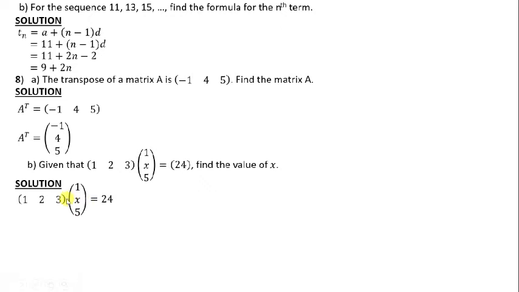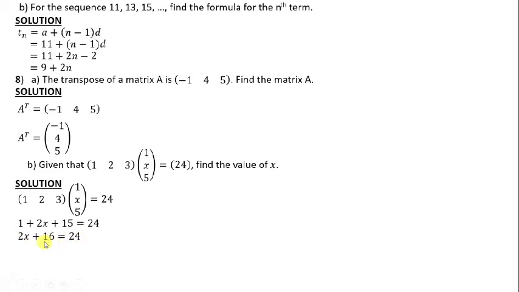Let's do that. So we are saying 1 times 1 will give us a 1. 2 times x will give us a 2x. 3 times 5 will give us a 15 is equals to 24. If we simplify 1 plus 15, we'll get a 16. So we are saying 2x plus 16 is equals to 24.